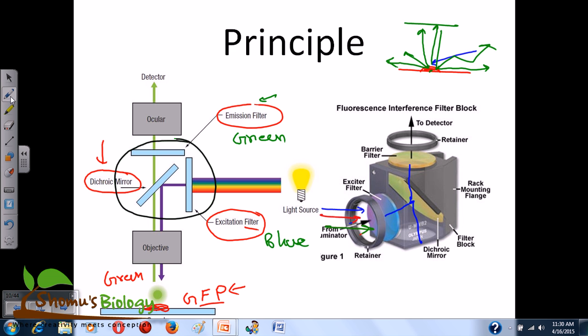Now from the sample the green light will be emitted. The green light will pass through the dichroic mirror, and if there is any blue light present, that will also be filtered by the emission filter, and only green light passes to the detector and the detector detects it.